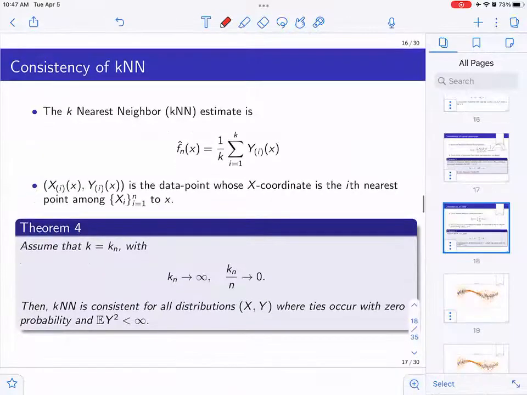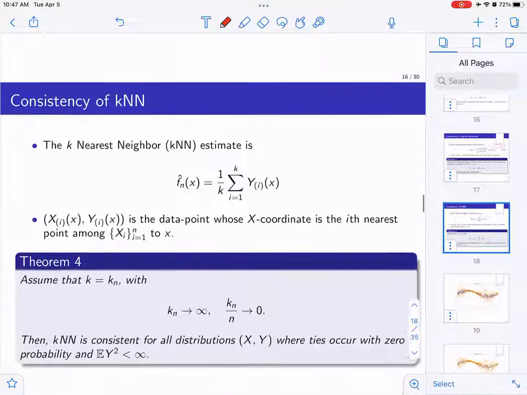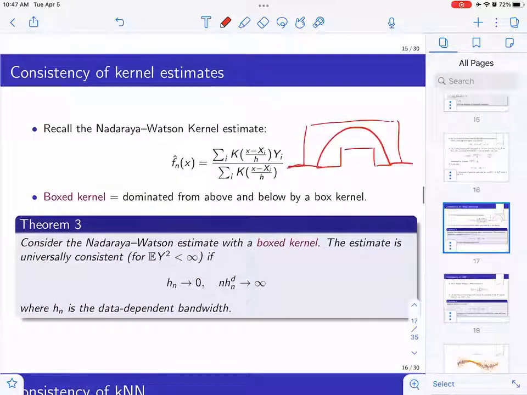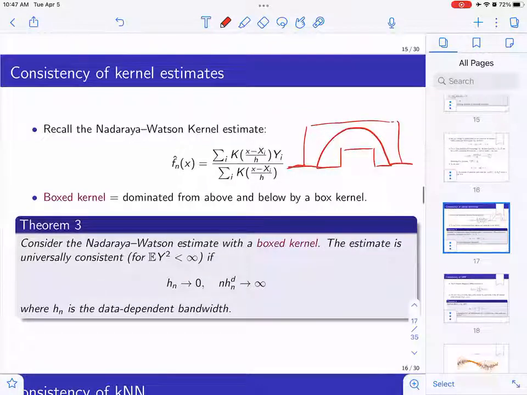And then for the k-NN, these conditions translate to the number of neighbors going to infinity, but it can't go to infinity too fast, so K over n has to go to 0. So this controls the variance, this controls the bias. Oh, sorry, this controls the variance, this controls the bias. Okay, we'll come back and see. These are basically the two conditions. One of them is locality, the other is the variance condition.